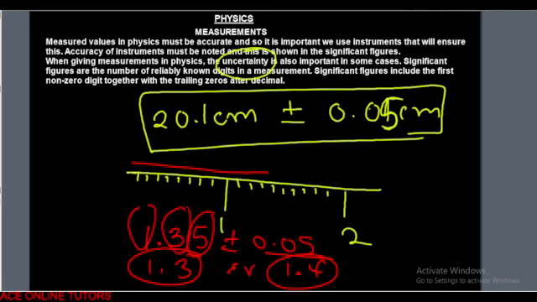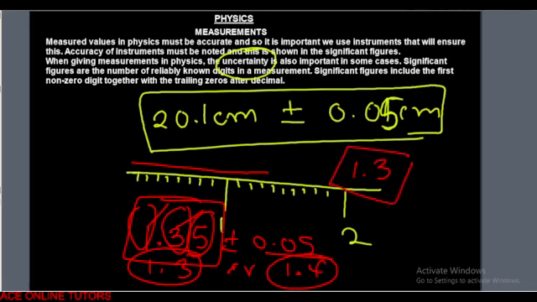So if you want to record this value in physics, we said we are going to record in significant figures. What you are going to write for us is just 1.3. You write only those digits that you are sure of, which are the first 1 and this 3. So your value is just 1.3.